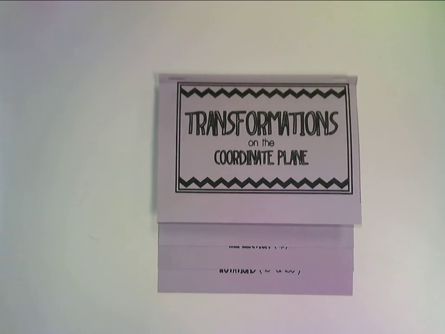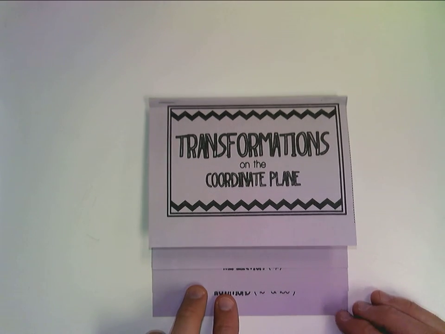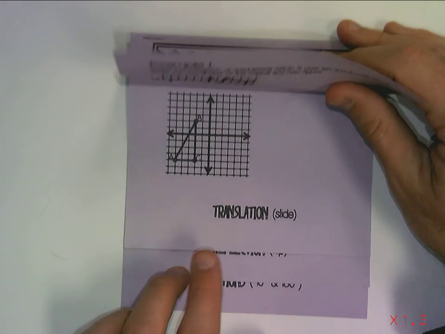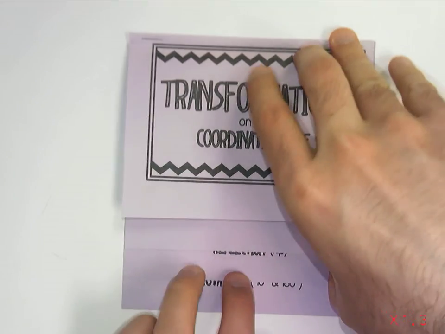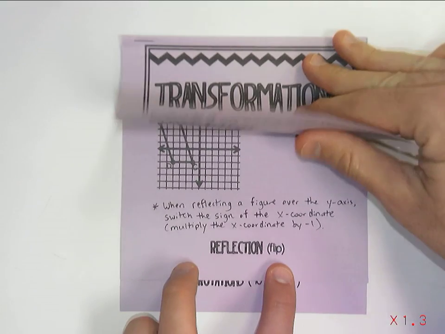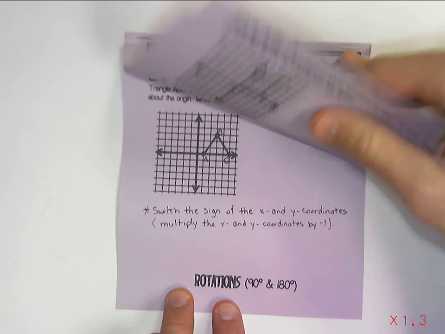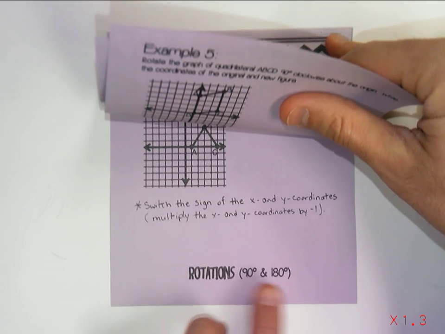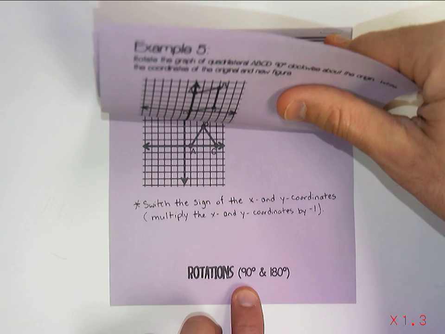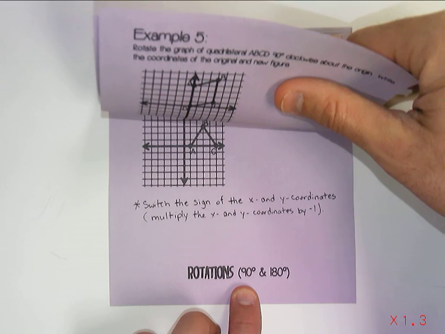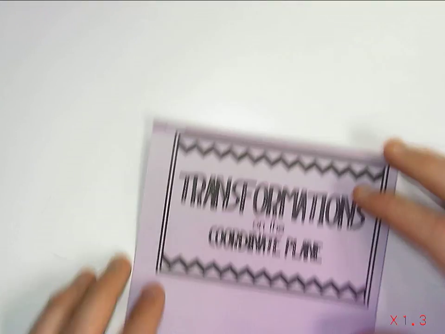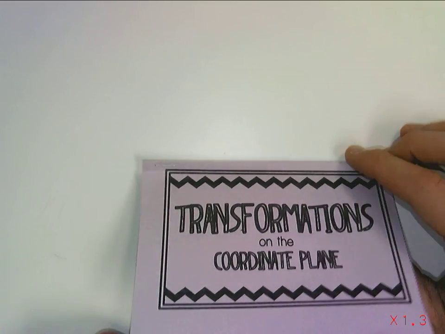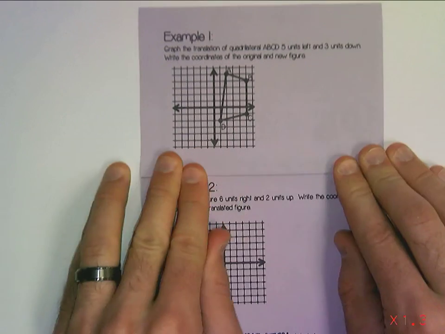Okay, so today's foldable is going to be looking at transformations on the coordinate plane, and specifically what we will be looking at are translations or slides, reflections, also known as flips, and rotations that are 90 degrees and 180 degrees. Also with 90 degrees, we'll be looking at clockwise and counterclockwise rotations. So let's go ahead and get started then right away with translations.